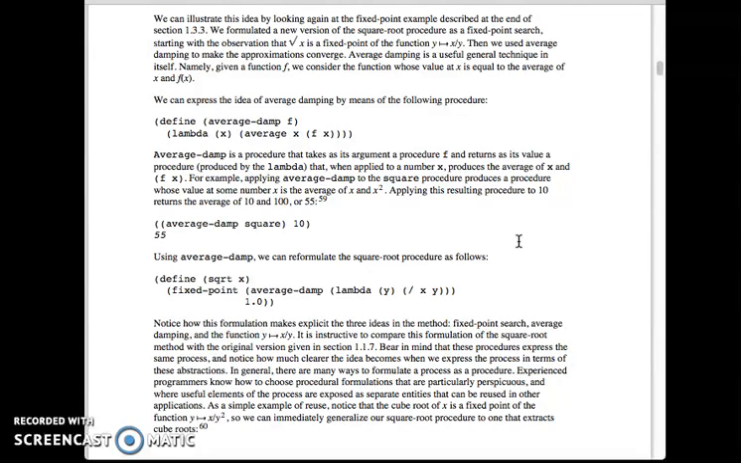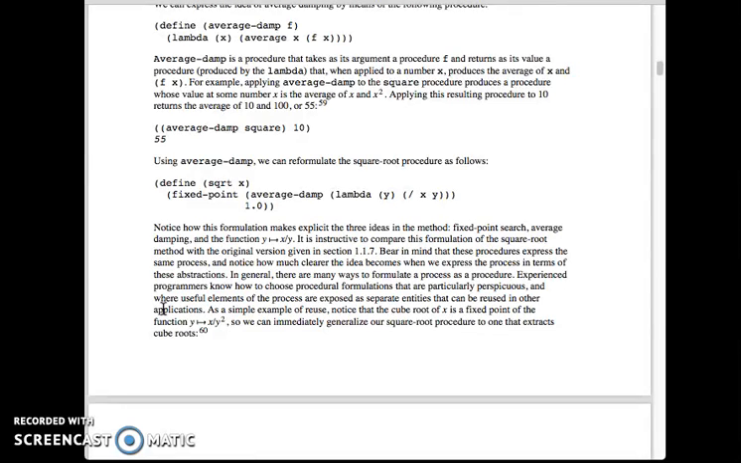For example, applying average-damp to the square procedure produces a procedure whose value at some number x is the average of x and x squared. Applying this resulting procedure to 10 returns the average of 10 and 100, or 55. So (average-damp square) applied to 10 is 55.